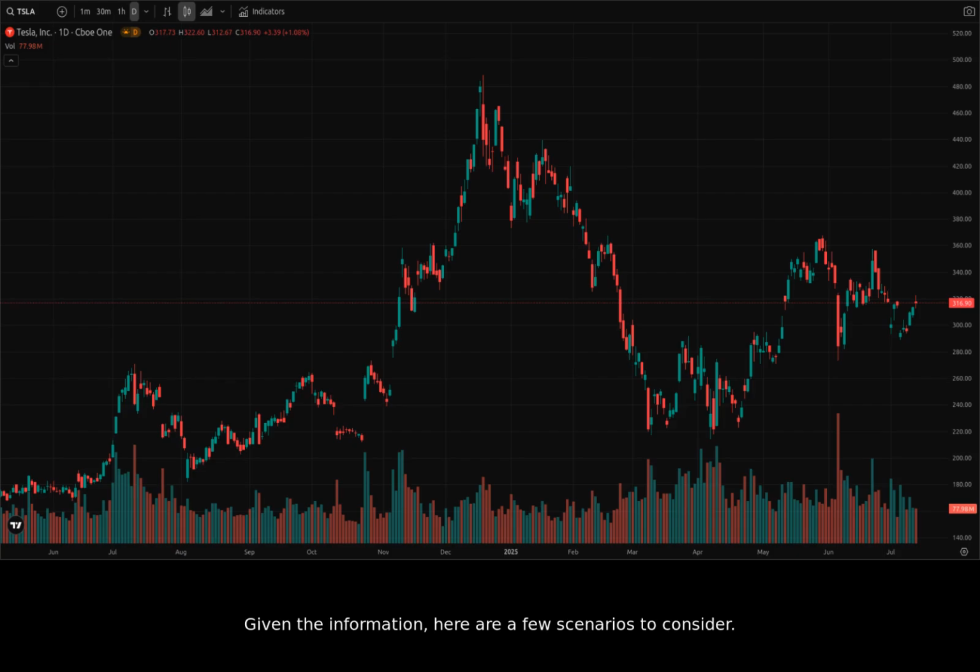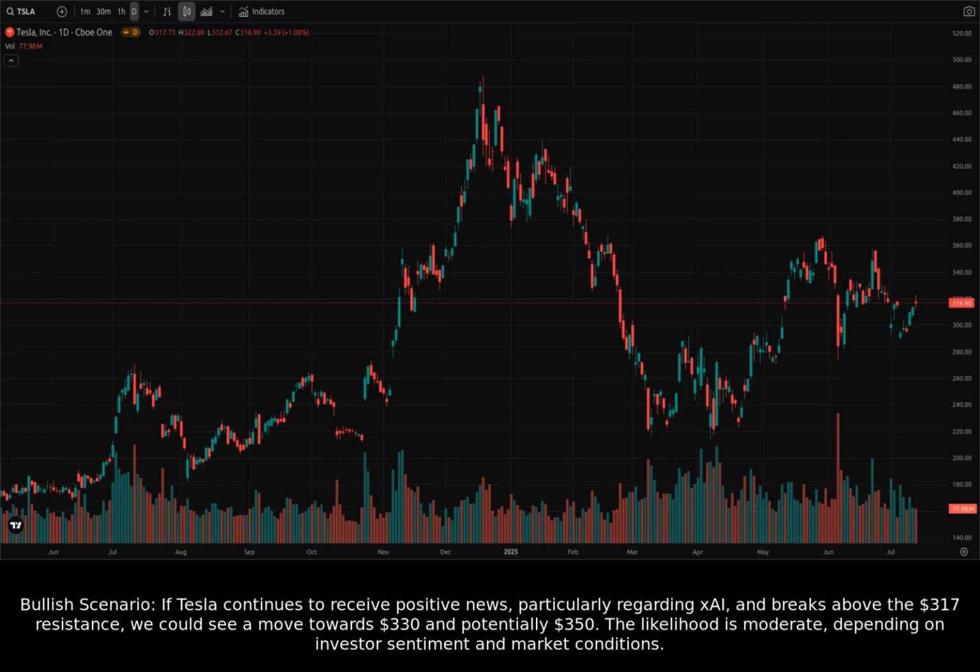Given the information, here are a few scenarios to consider. Bullish scenario: if Tesla continues to receive positive news, particularly regarding xAI, and breaks above the $317 resistance, we could see a move towards $330 and potentially $350. The likelihood is moderate, depending on investor sentiment and market conditions.